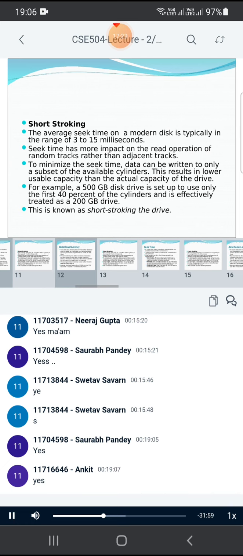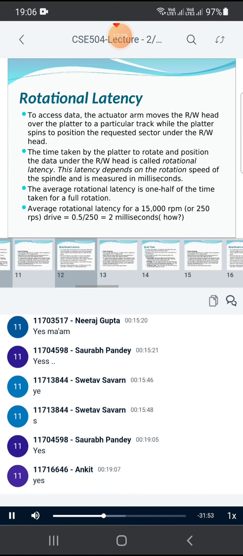Next we are going to talk about rotational latency, which is the second parameter. The first parameter was seek time, we have already discussed it. Second is rotational latency, which we are going to discuss now.